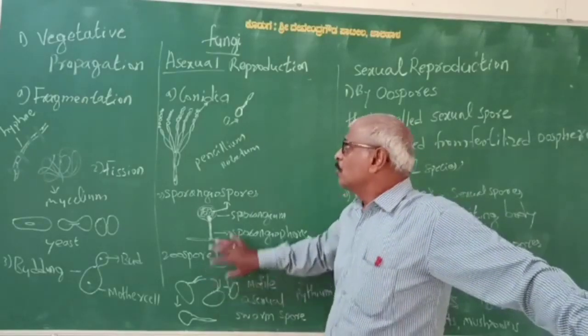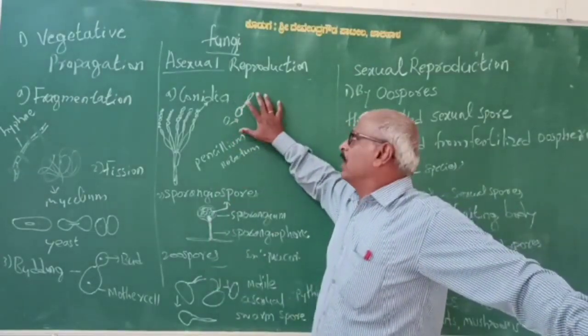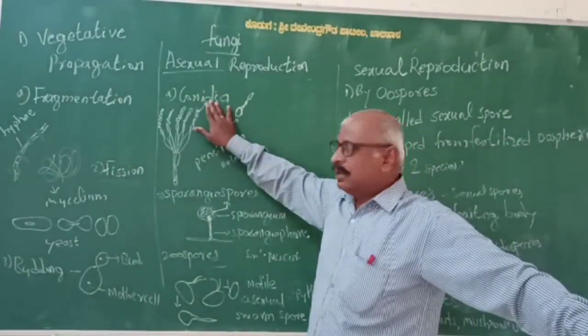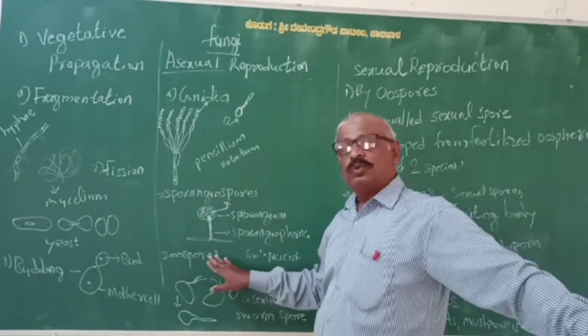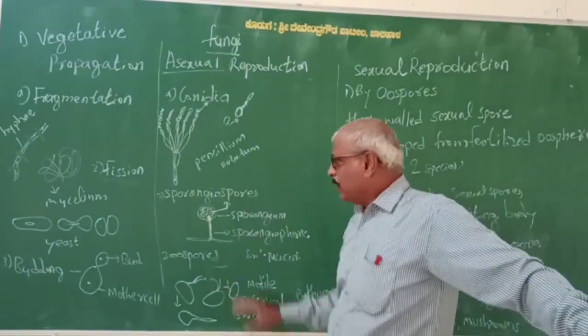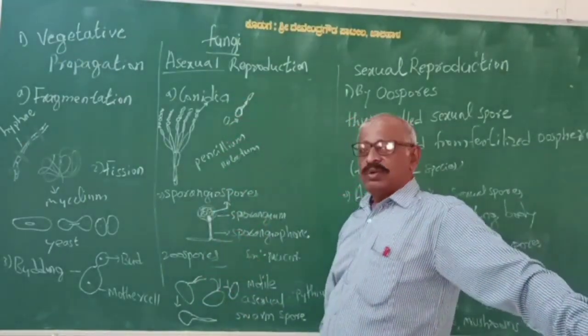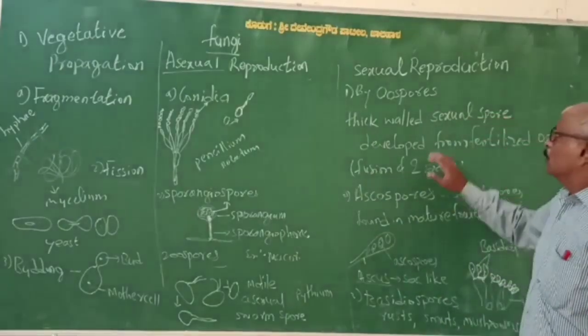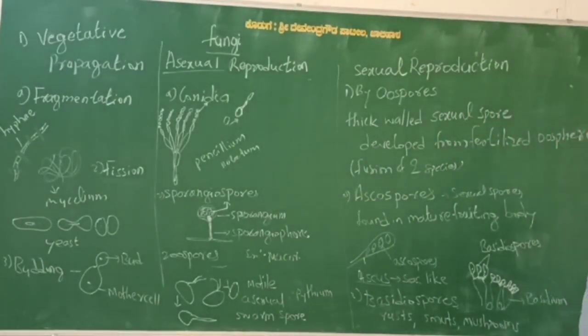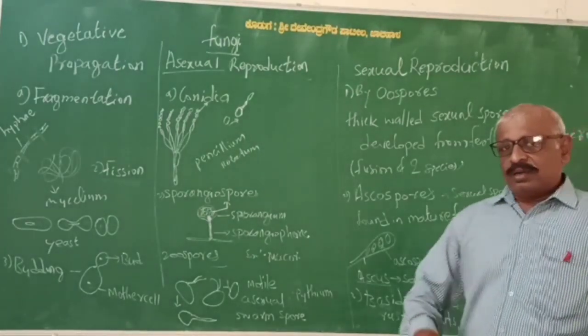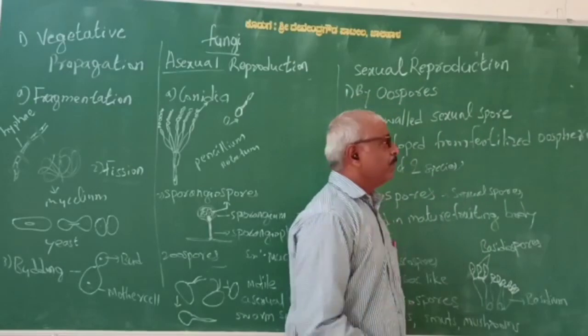So this is about asexual reproduction in fungi. One is conidia, sporangiospores, and zoospores. Okay, and after the completion of this one, I will move to one more, which is called sexual reproduction. How does sexual reproduction take place? It happens by different methods. We are going to explain in the future.